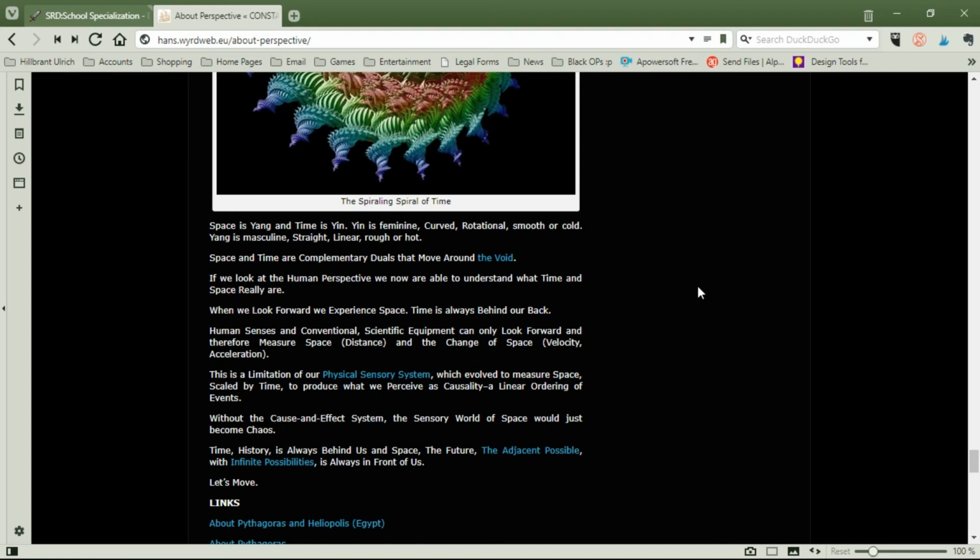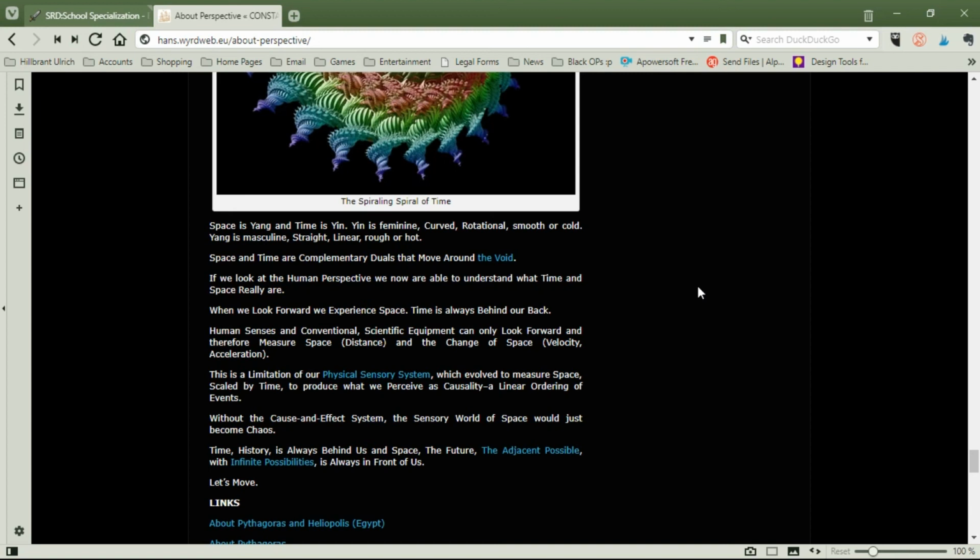When we look forward, we experience space. Time is always behind our back. Human senses and conventional scientific equipment can only look forward and therefore measure space and distance and the change of space, velocity, and acceleration. This is a limitation of our physical sensory system, which evolved to measure space, scaled by time, to produce what we perceive as causality, a linear ordering of events.